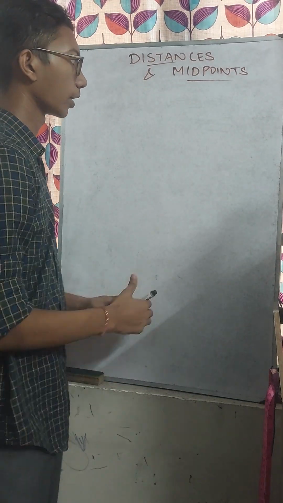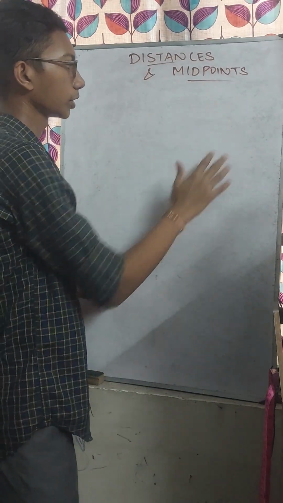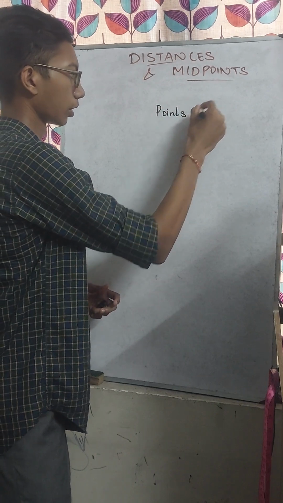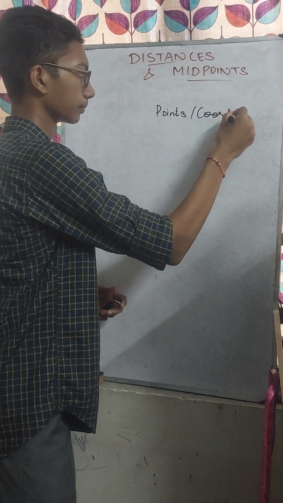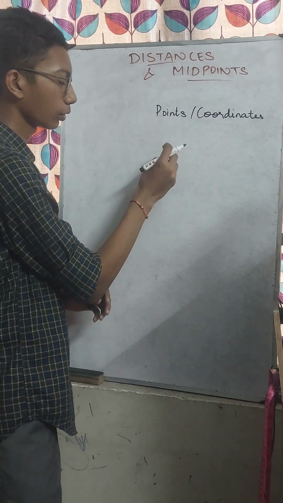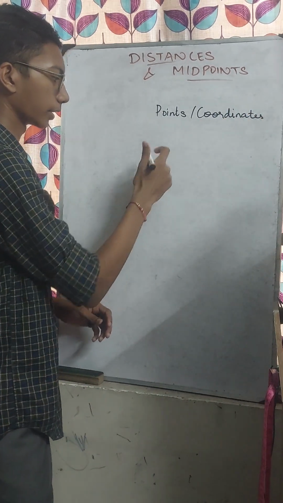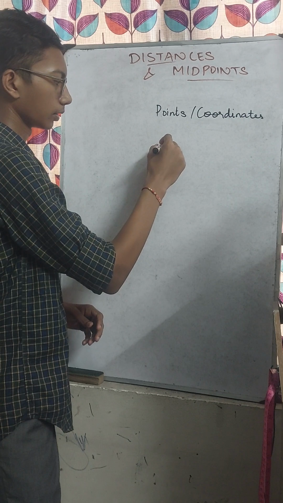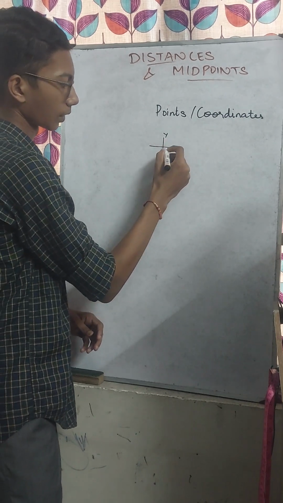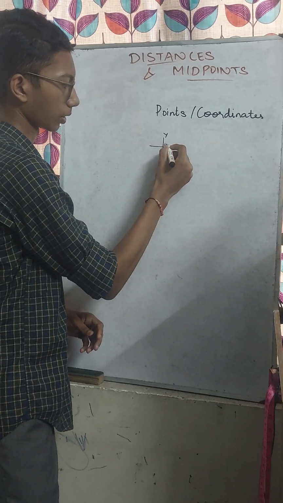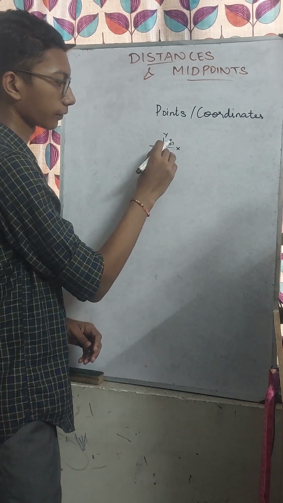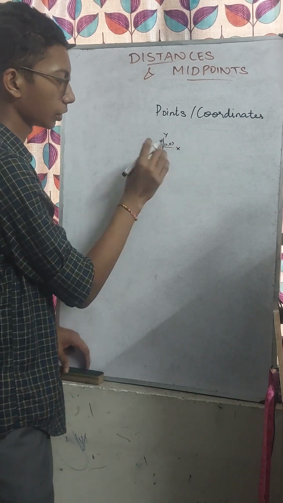The important, basic thing in coordinate geometry are the points, otherwise called coordinates. That is something that denotes that place or that point. For example, when we draw the x and y axis, we have this as 0, 0, which means the coordinate or the point of this region here is 0, 0.